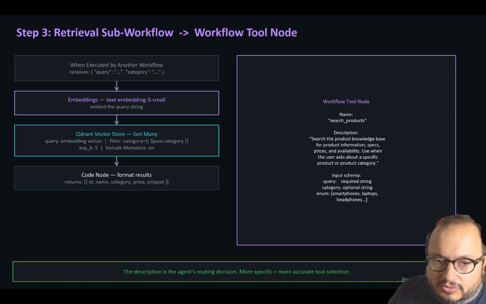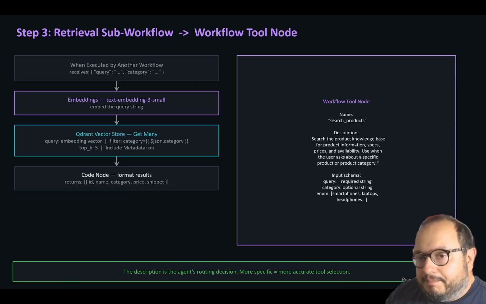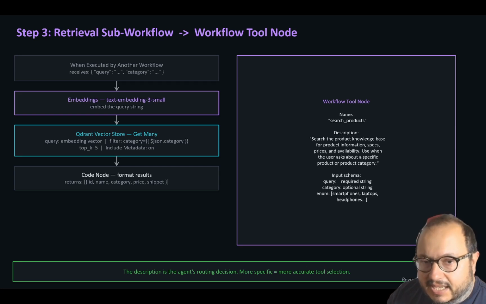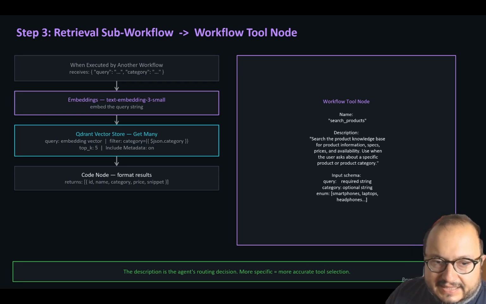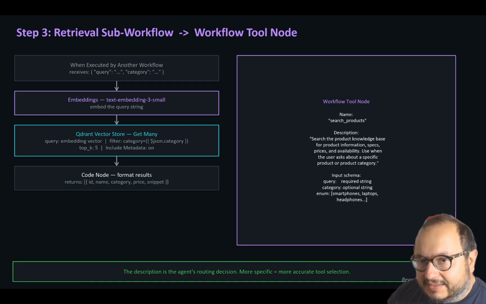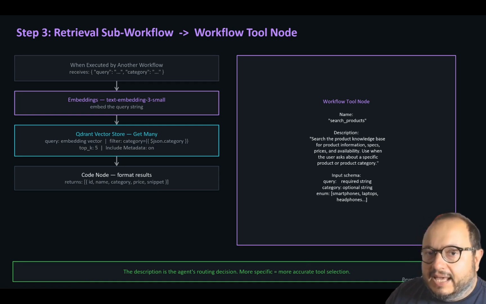Add a code node after the Qdrant node. The transform is straightforward. Map over the results, pull out ID, name, category and price, and the description of course, from the payload, and return the array. 6 lines of JavaScript. Here is the critical thing about tool sub-workflow outputs: return exactly what the agent needs to form a good response.